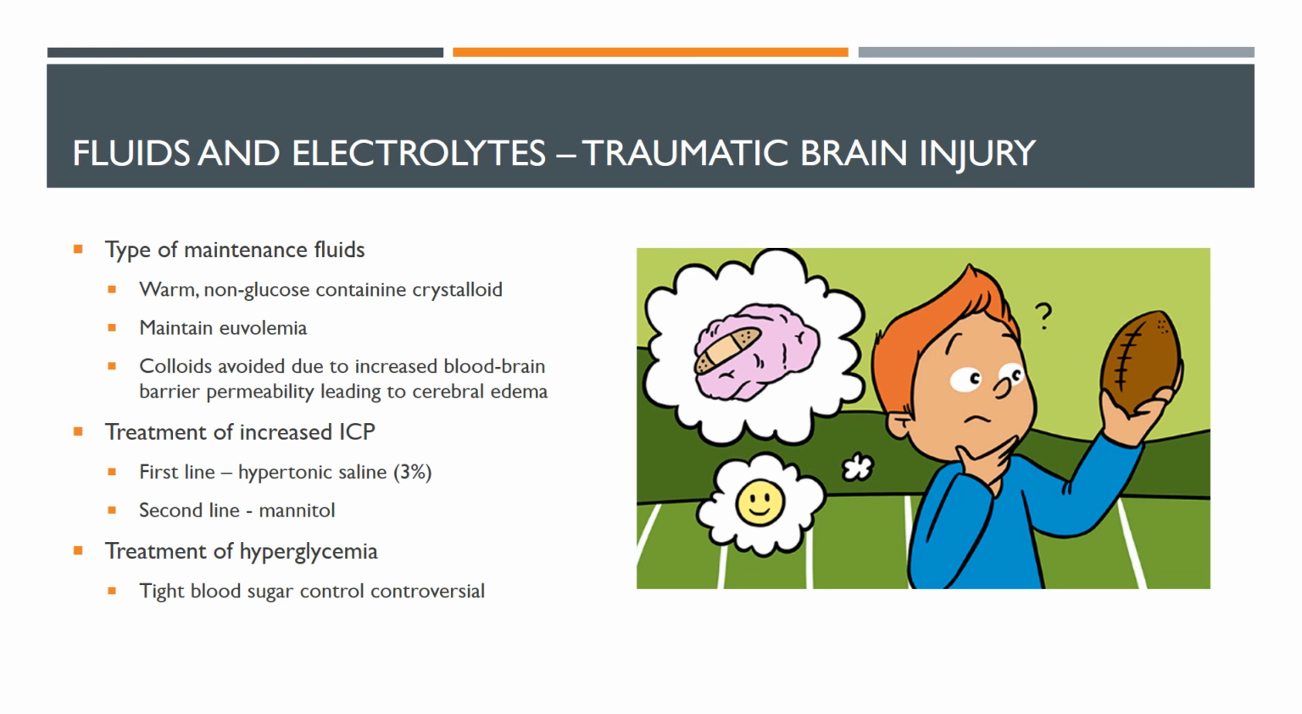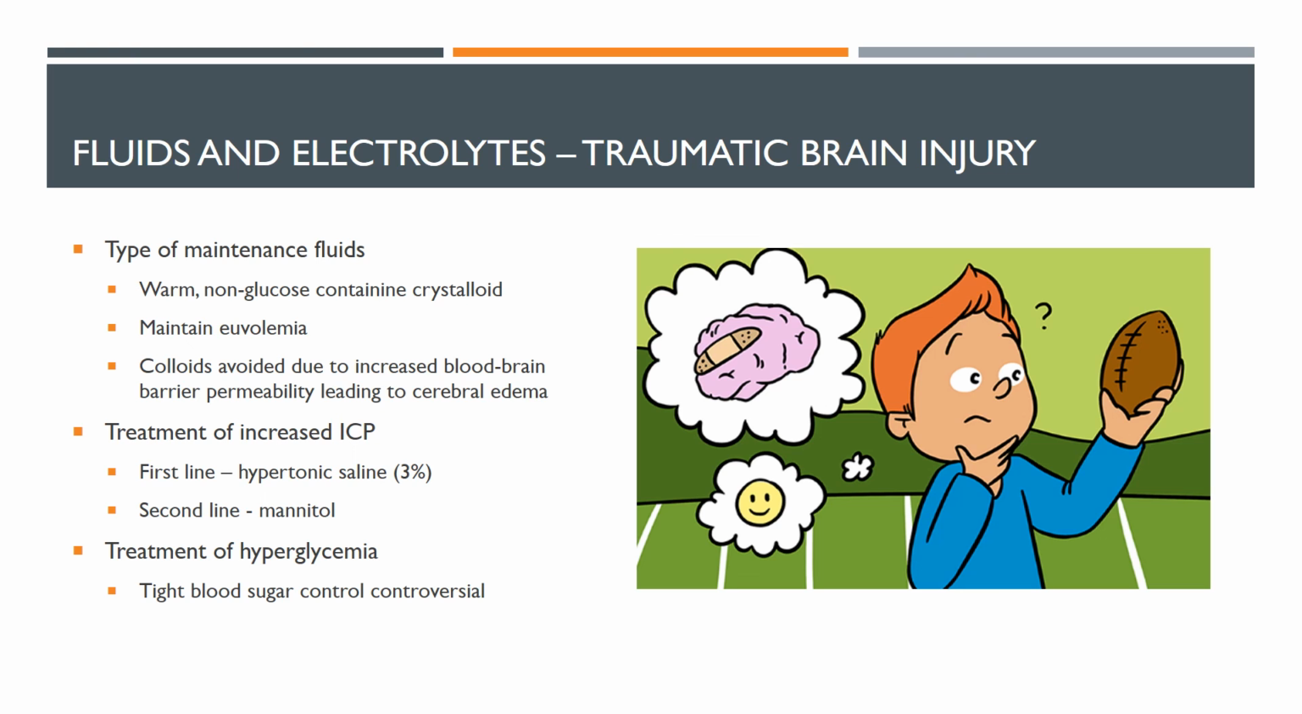So our final keyword in part 1 of the review is fluids and electrolytes in traumatic brain injury. So we must think about maintenance fluids in this situation. They should be warmed, they should be non-glucose containing, and they should be crystalloids. Our goal ultimately is to maintain euvolemia, and colloids are strictly avoided because with the increased blood-brain barrier permeability after an injury, colloids can lead to significant cerebral edema.